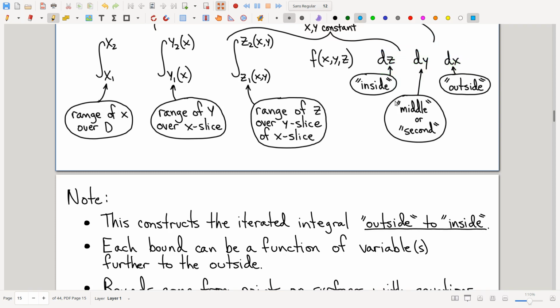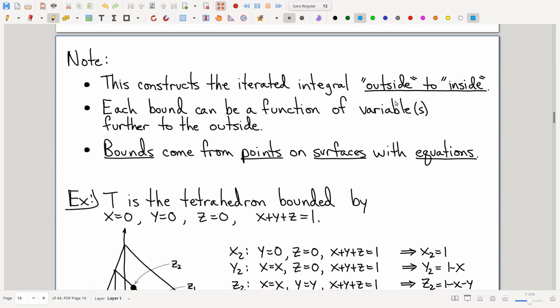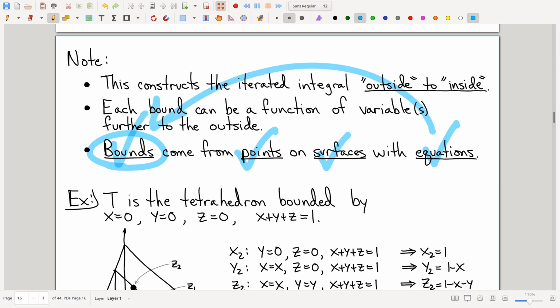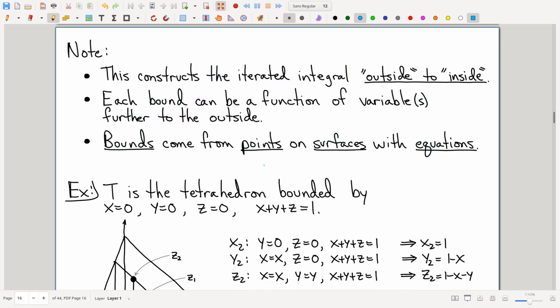And as we've done with double integrals, if you want to understand what a bound is, it's going to come from a corresponding point. That point you will identify as being on certain geometric objects, in this case surfaces, and those surfaces will have certain equations in which you can solve for the point, for the bound. Okay. All right, so example.